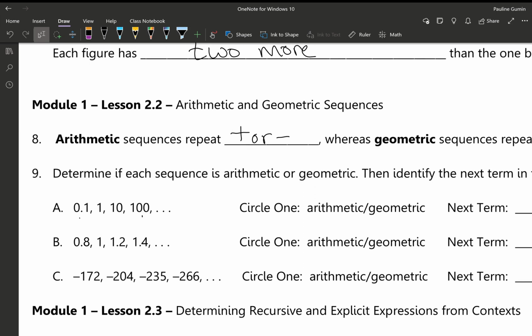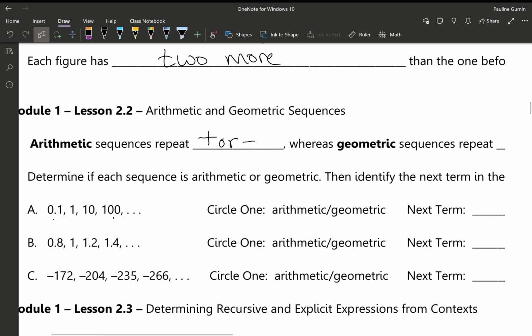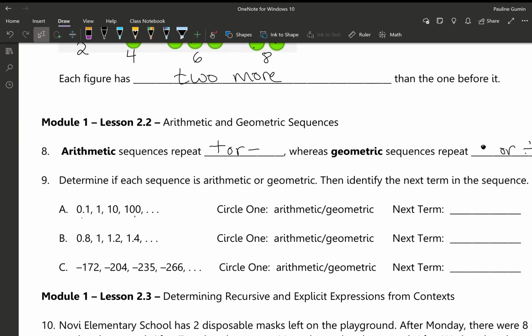0.1, 1, 10, 100. Now, those numbers are getting larger really fast. That means to me that it's geometric because it's multiplying. When numbers are getting really large really fast, that means it's multiplication. Multiplication makes things larger faster than addition can. So the question is, what should I multiply 0.1 by to get 1? Or 1 to get 10, or 10 to get 100? Well, each time I have to multiply by 10. So 100 times 10 is 1,000.